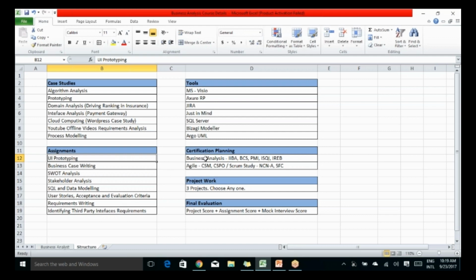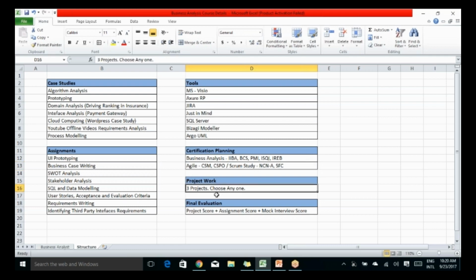Okay, so for certification planning, I would be taking an exclusive session wherein I would be explaining the different business analysis certifications that are available today from IIBA, BCS, PMI, ISKI, IREB. Then, what are the agile certifications that are available today? That is from your CSM, CSPO. Then there is one more organization, Scrum Study, NCNA, SFC. So these are the free certifications. I would also help you in attaining these free certifications if you feel like.